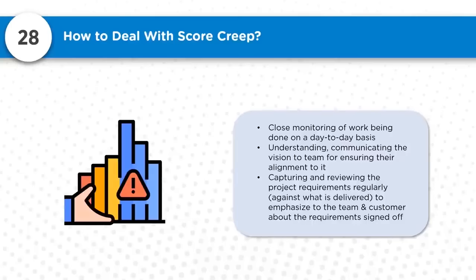So understanding and communicating the vision to the team for ensuring alignment, so the team is very sensitive about the changes that are happening. Then capturing and reviewing the project requirements regularly against what is delivered, to emphasize to the team and customer about the requirement being signed off, so that someone will not come and influence you or make you deliver additional things. They need not push you, right?